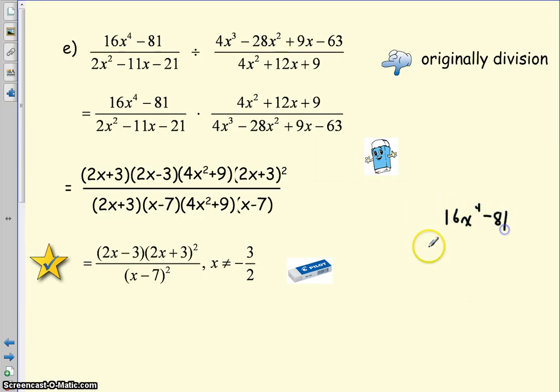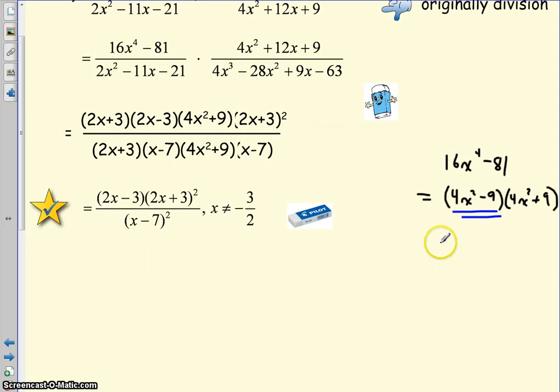Okay, that's actually a difference of squares, right? First term's a perfect square, second term's a perfect square. So you can use an array to factor it, but hopefully you recognize that this is going to be equal to 4x squared minus 9, and then 4x squared plus 9. Now what a lot of people will do there is they'll stop, and they'll think, okay, I've factored the difference of squares, I'm done. But if you actually take a closer look, this first binomial right here, 4x squared minus 9, is another difference of squares.